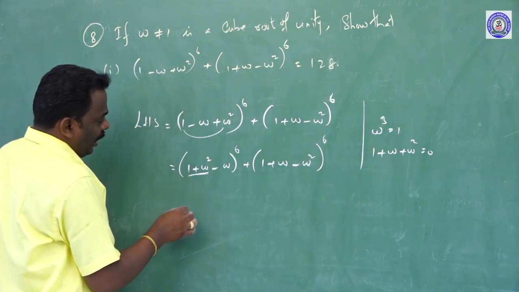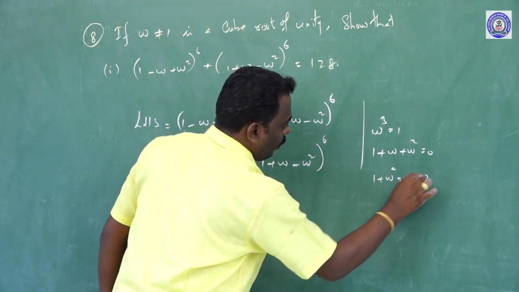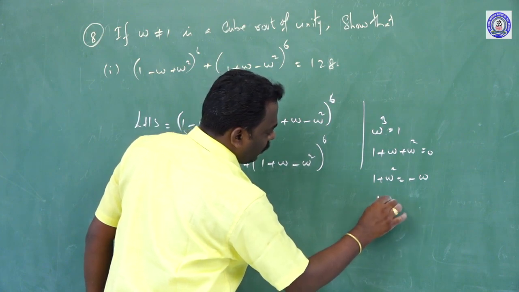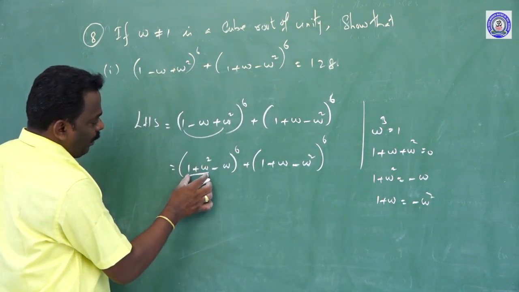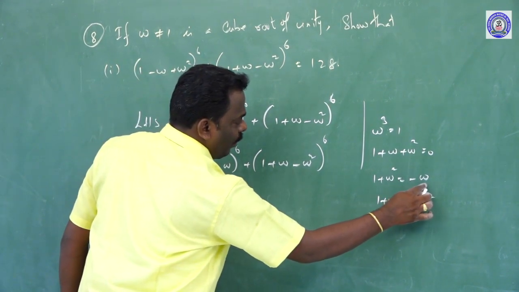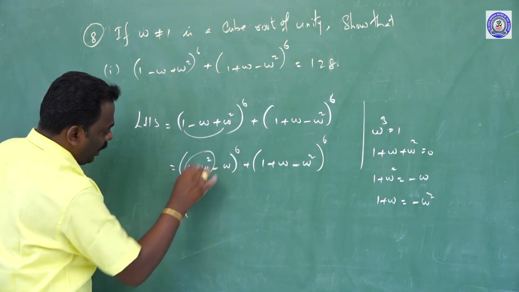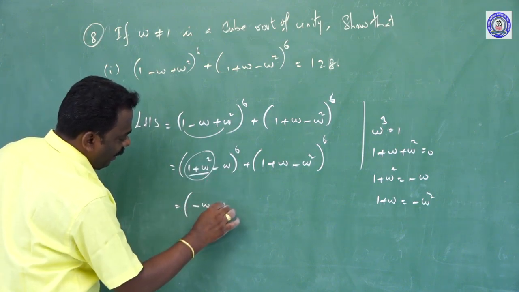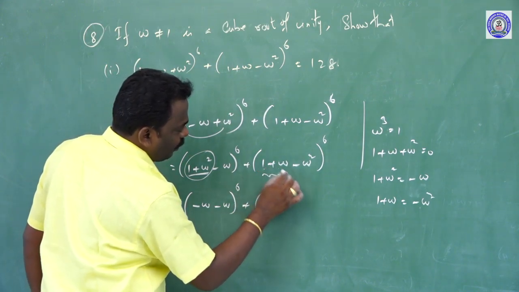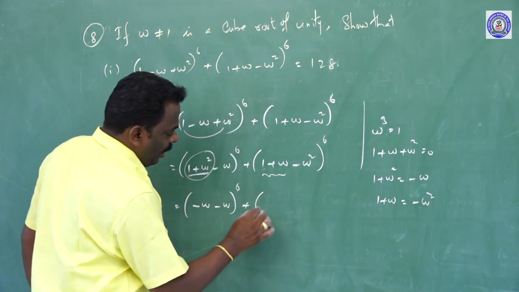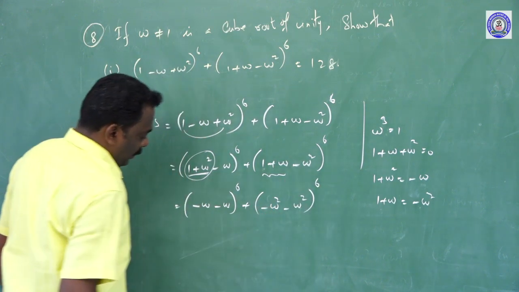Now combine these two values: 1 plus omega square is equal to minus omega, and 1 plus omega is equal to minus omega square. So instead of 1 plus omega square we replace minus omega, that is minus omega whole power 6, plus within the bracket instead of 1 plus omega we replace minus omega square, again whole power 6.